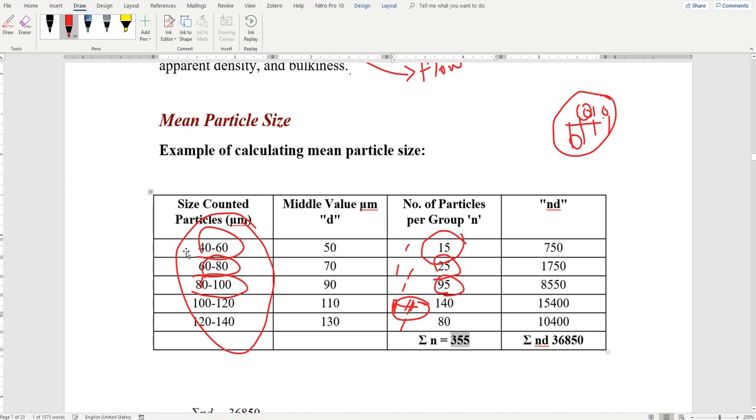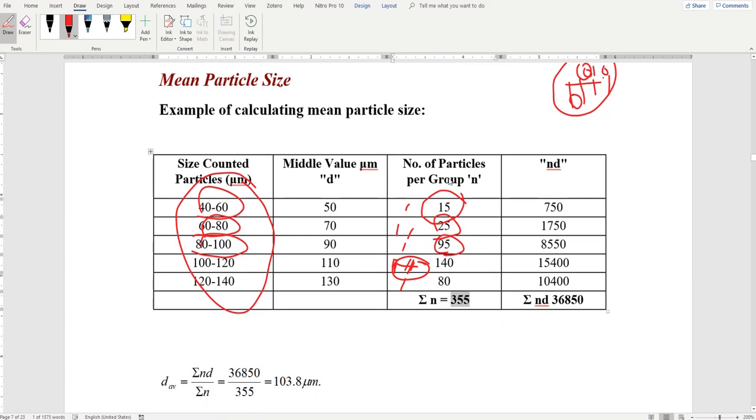So what do you have now? You have the size groups, 40 to 60, 60 to 80, 80 to 100, 100 to 120, 120 to 140, and you have the number of particles in each size group. From 40 to 60 I have 15, 60 to 80 I have 25, 80 to 100 I have 95, 100 to 120 I have 140 particles, 120 to 140 I have 80 particles.